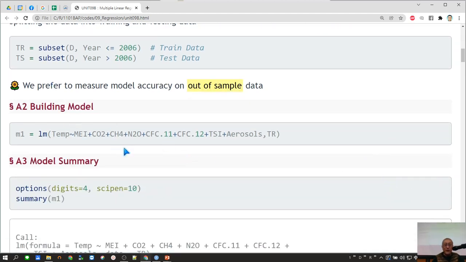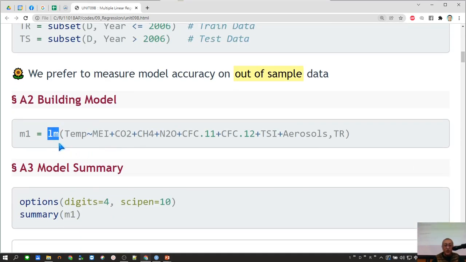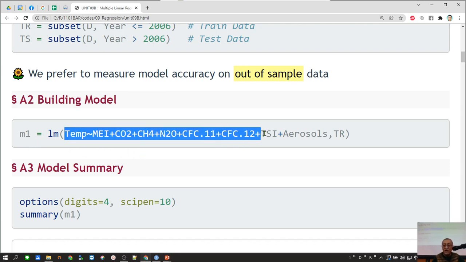Now, after splitting, as you can see, we are still calling this lm function to build a model. This time, I'll name the model M1.